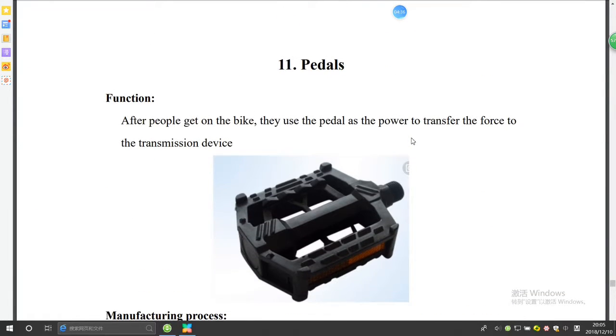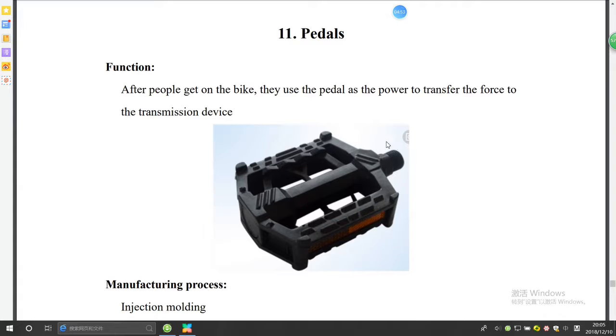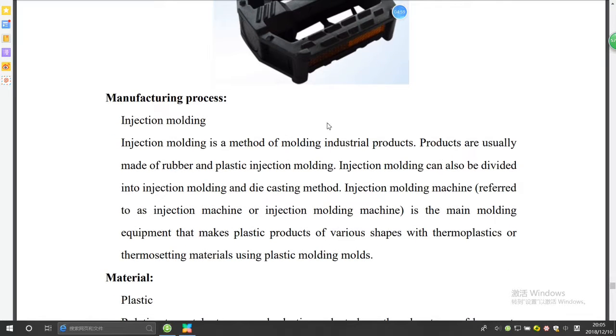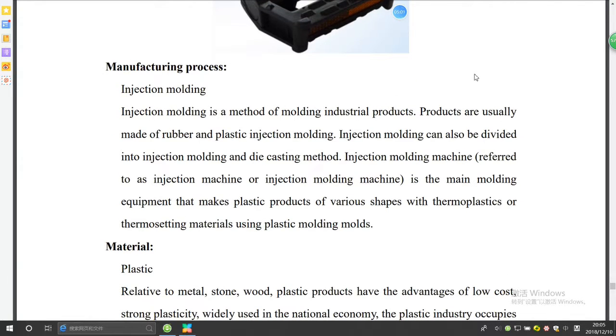And then next I will talk about the pedals. After people get on the bike, they use the pedal as the power to transfer the force to the transmission itself. It is a picture of pedals. And for its manufacturing process, we think the injection molding is very suitable.